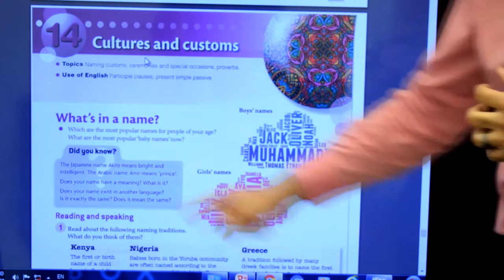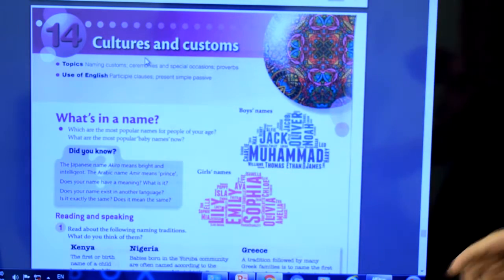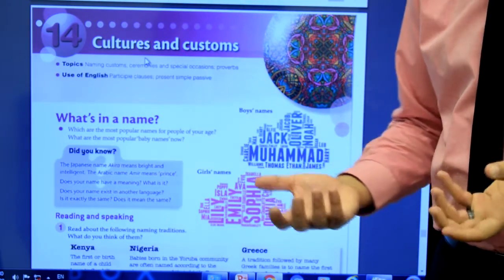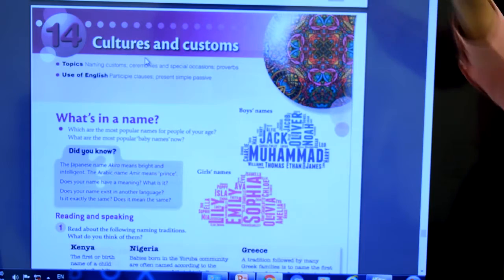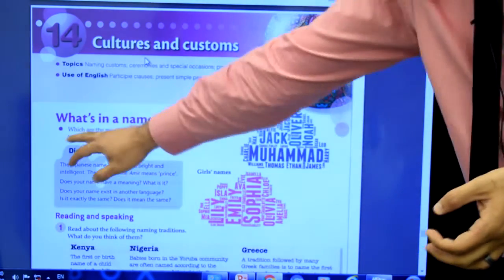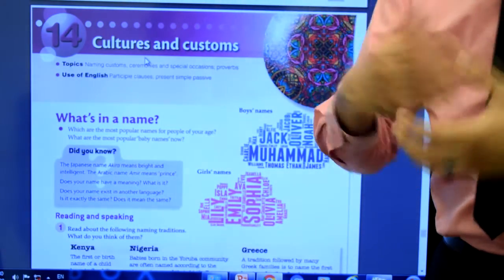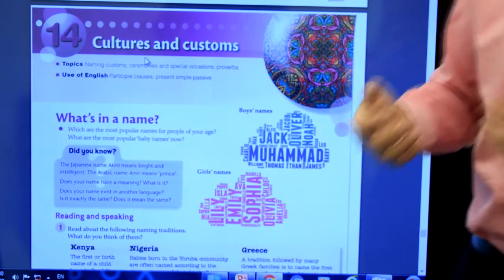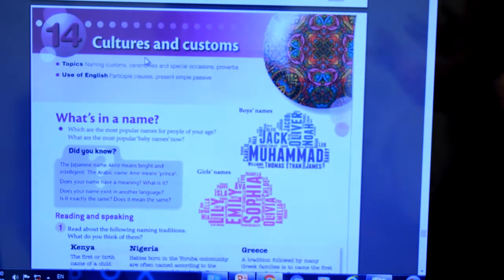The first lesson is entitled, What's in a Name? When you ask someone about his name, you get to know him, you say, what's your name? But this is a little bit different, because names have significance. The first bullet is, which are the most popular names for people of your age? Think about the most popular names in your culture for people your age. Let's say Muhammad, Mahmoud, Abdul Aziz, Abdullah, and more.